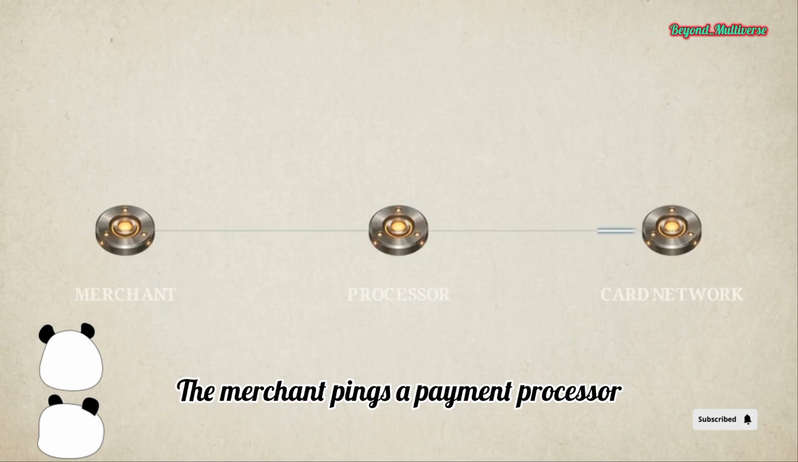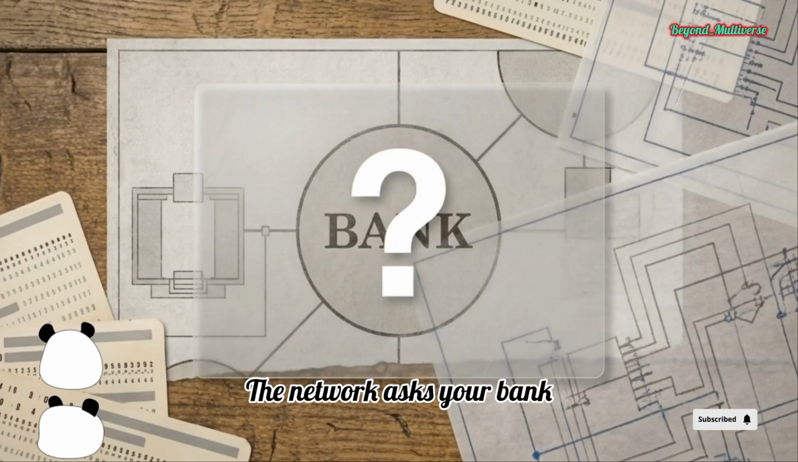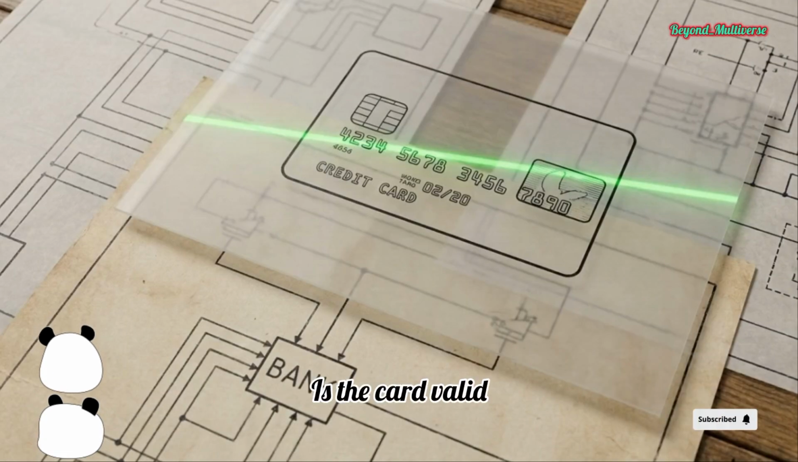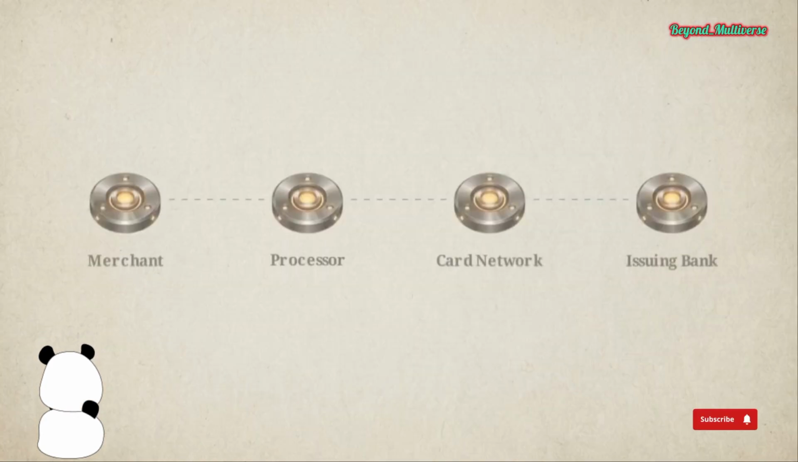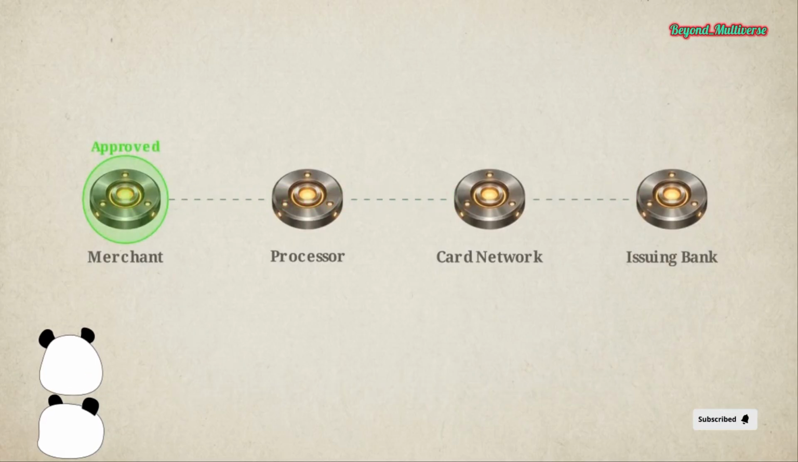The merchant pings a payment processor. The processor hits a card network. The network asks your bank, does this account exist? Is the card valid? Is there enough available credit? The answer races back through the chain before the cashier even prints the receipt.